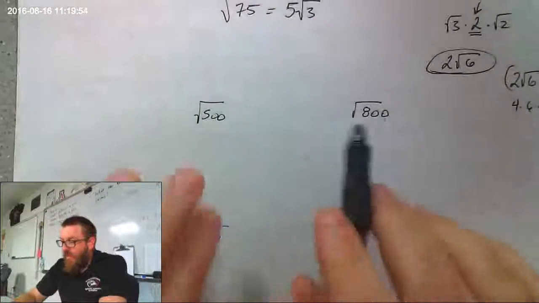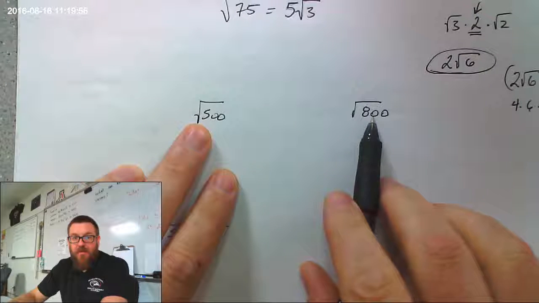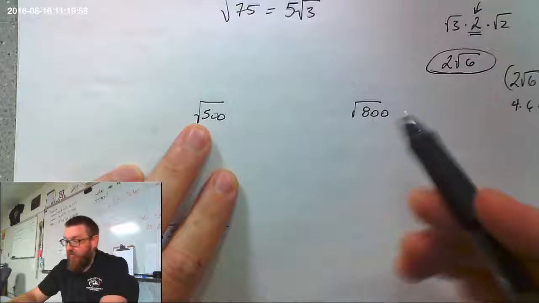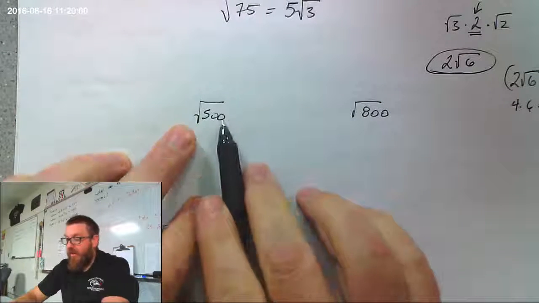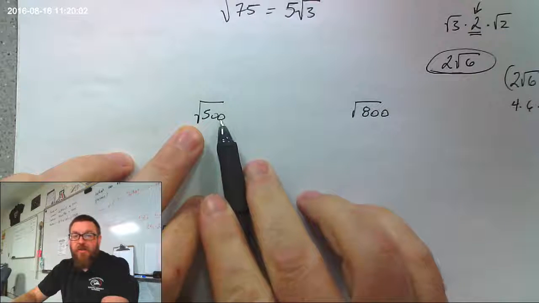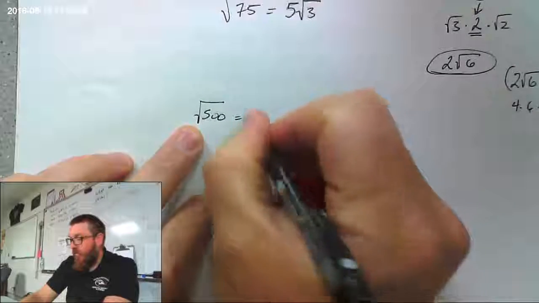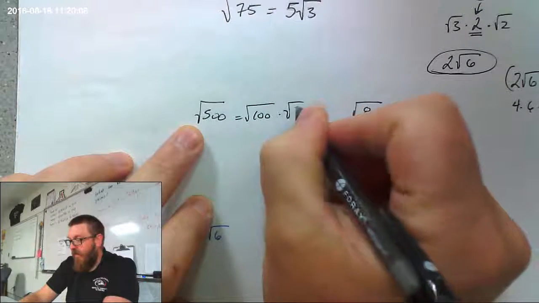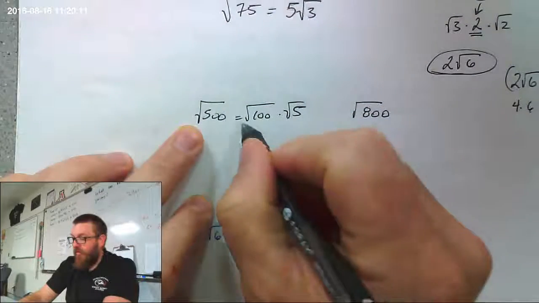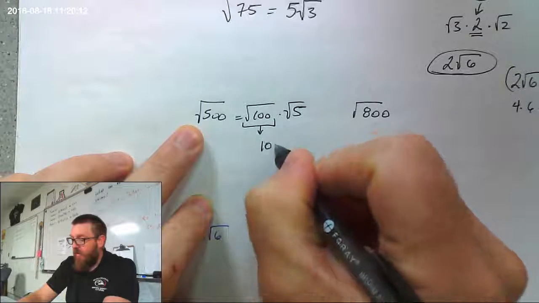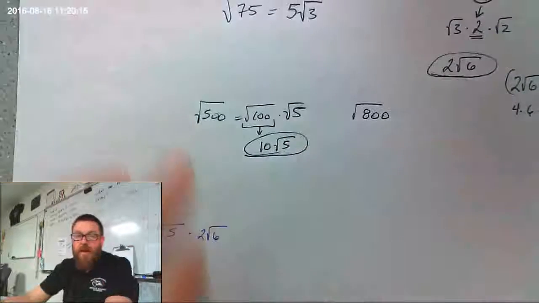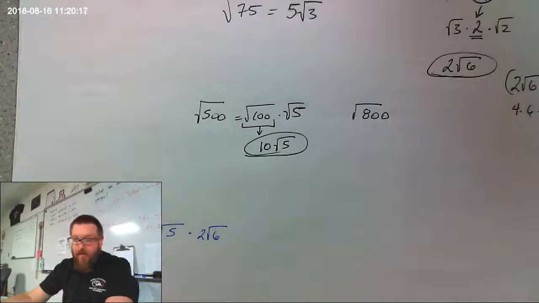Now, these two really get students confused, but the giveaway is there's a factor of 100 right here. This is 100 times 5. This is the square root of 100 times the square root of 5. Now the square root of 100 is 10, and the square root of 5, it's irrational, so you're done.